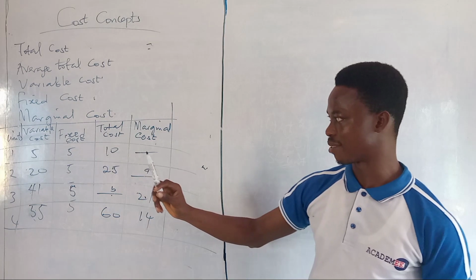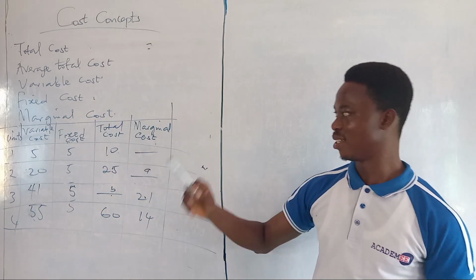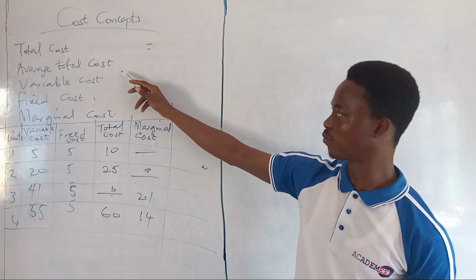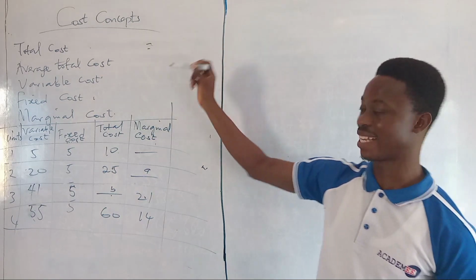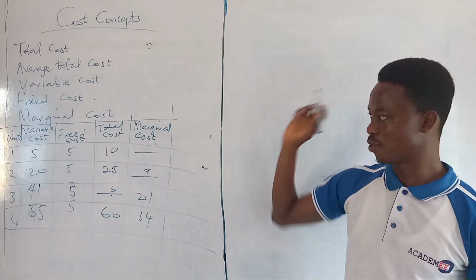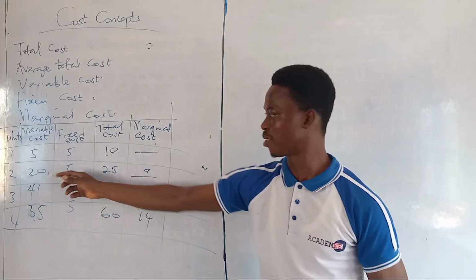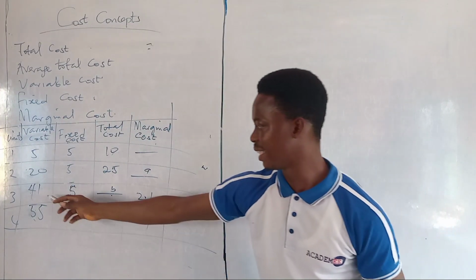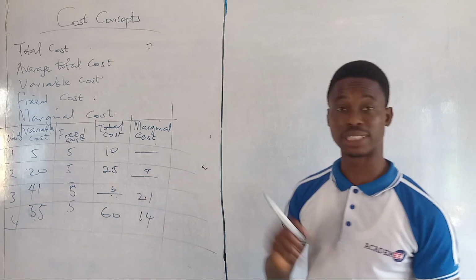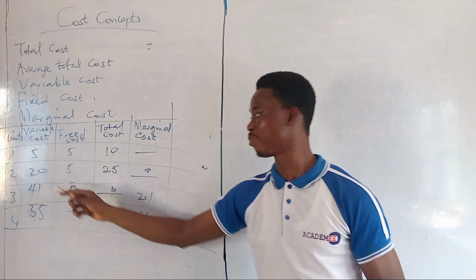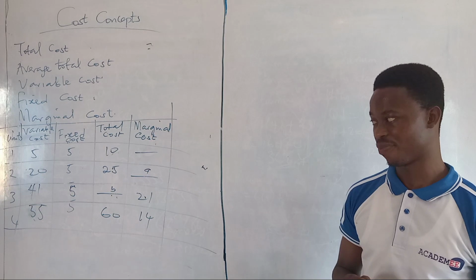If you look at unit 1, we have variable cost to be 5 and fixed cost to be 5 as well, and our total cost is 10. Like I said earlier, VC plus FC is equal to TC. So 5 plus 5 makes 10. The second one, 20 plus 5 makes 25. And here, we want to know the total cost. So how do we know that? 41 plus 5 is 46.